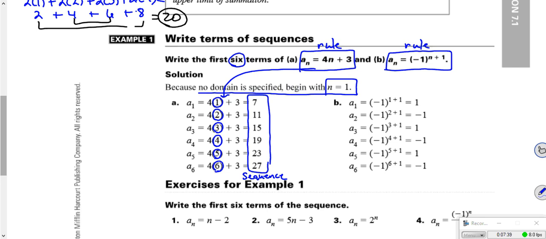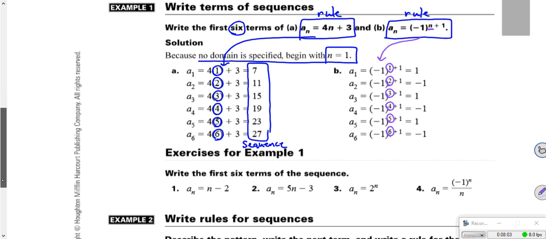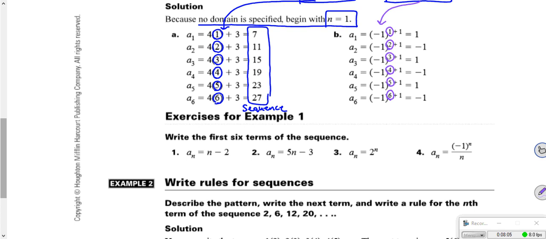Now, over here, again, this rule goes with these. Notice where your n is. That starts with your 1 and goes up to 6. That's where you put in your numbers. 1 through 6 is where the n is. And again, all you're doing is oscillating between +1 and -1. So let's do these down here together in the example. Write the first 6 terms of the sequence.